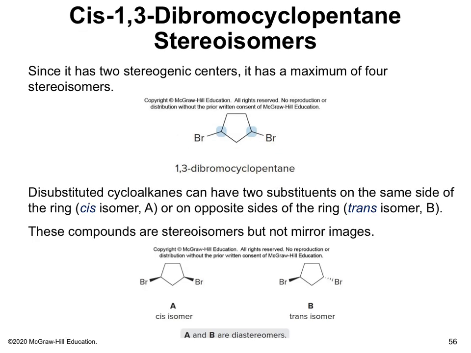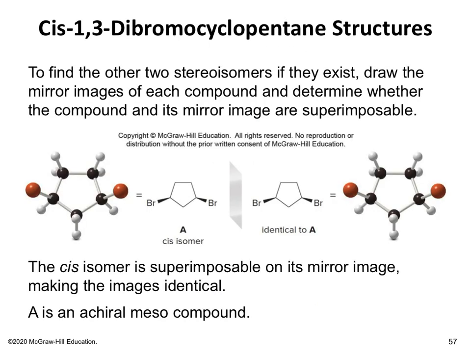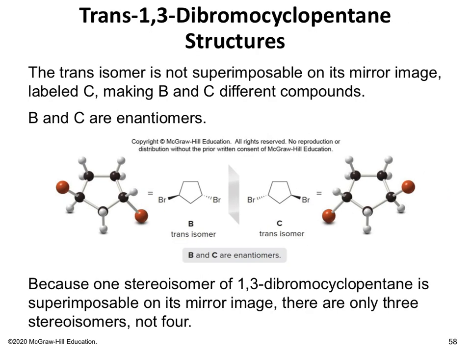When I really look for it is when we have these cyclic rings. So you have a cis. Cis is going to have a plane of symmetry, so you're going to have a meso compound there. This one you do not have, no plane of symmetry. And that's what you're going to see. These are going to be identical, so it's achiral. This one does not have a mirror image, so they are going to be enantiomers.